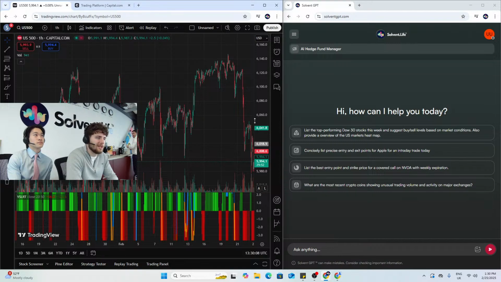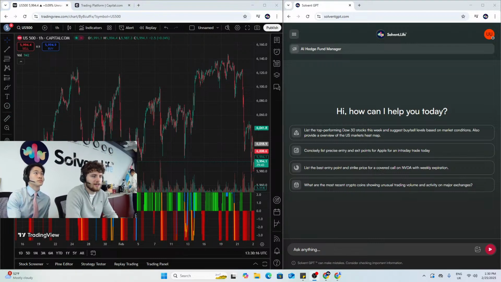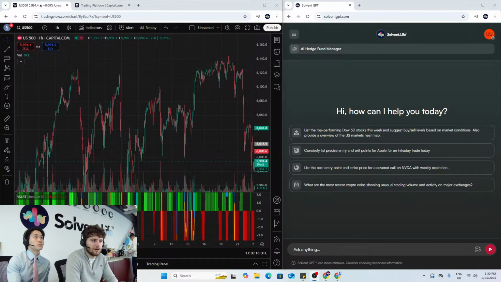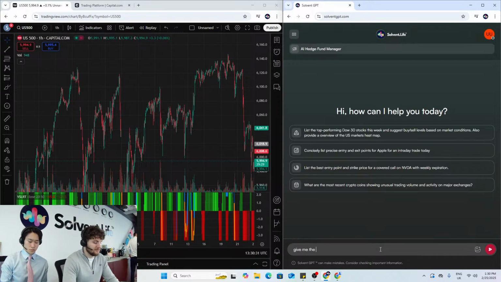So we're going to set up some trades on the US 500. We're just going to look for some entries. We're going to ask Solvent GPT what it thinks we should do and any potential threats that could come with this trade. I think a good question to ask first is, is there any sort of economic calendar for the day? So we can say, give me the US economic calendar for today.